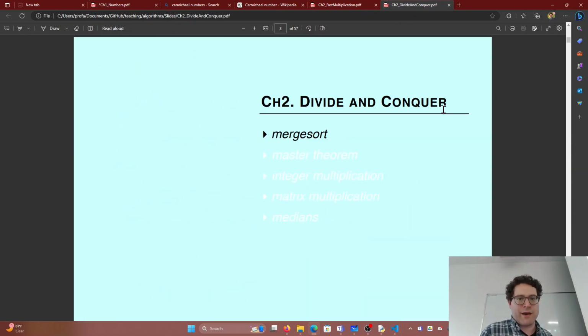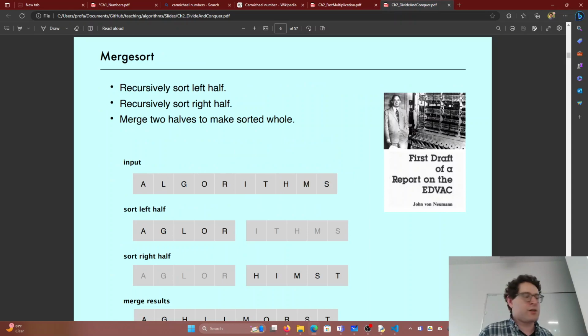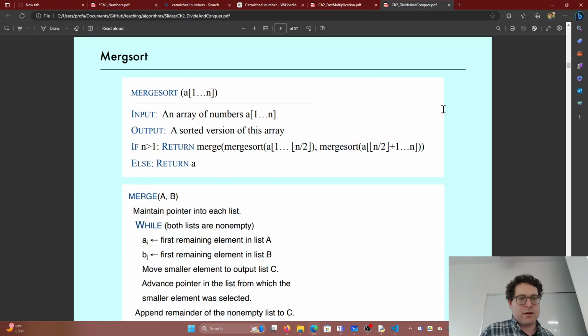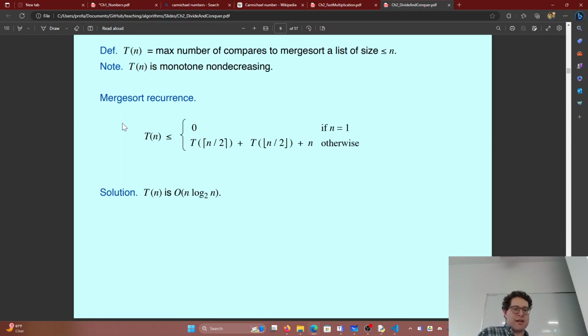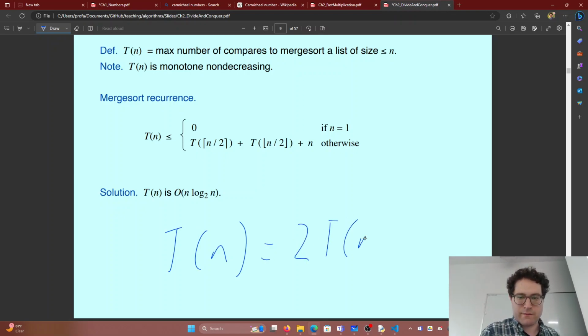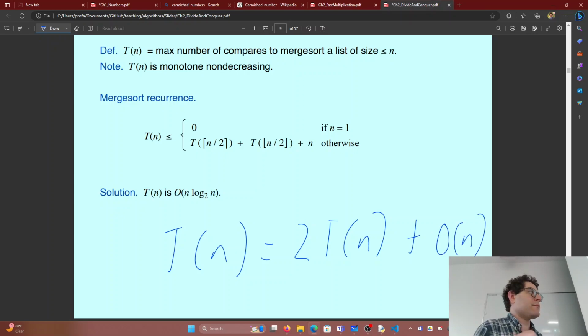What we're going to do is review merge sort and use that to generate its runtime. Specifically, we'll see that the runtime of merge sort is recursive. The runtime for merge sort will be T of n is equal to 2 T of n over 2 plus O of n.